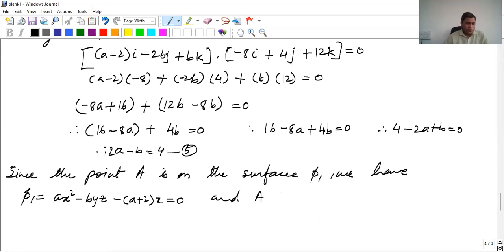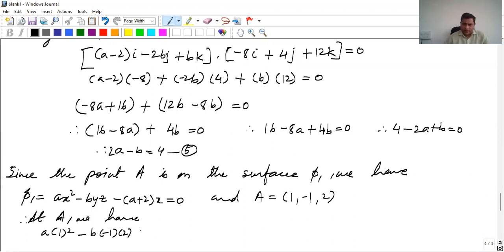And A is a point. What is this point? 1, minus 1, 2. So we can write here, at A, we have a into 1 square, now minus b, y is minus 1, z is 2, minus a plus 2, and this is going to be 1, is equal to 0. Are you getting this equation? Yes, sir.